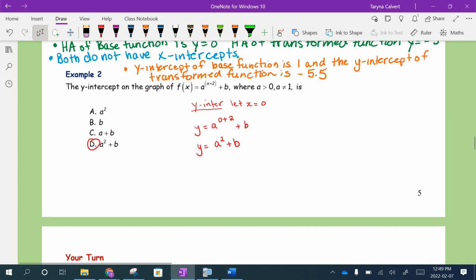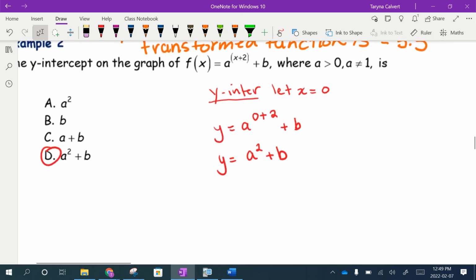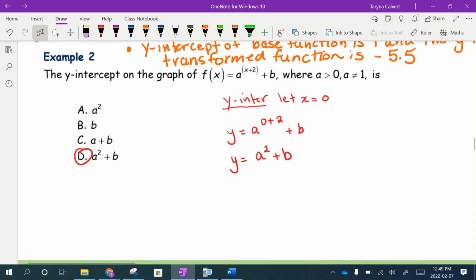So example 2, so these are all diploma style questions, guys. So this one just says the y-intercept of the graph, blah, blah, blah, right, has a bunch of variables. As soon as it says y-intercept, you should be thinking let x equal 0. So if you did that, you would have got D as an answer, right? Because it's not an actual numerical value. We're coming up with an expression for what the y-intercept would represent.